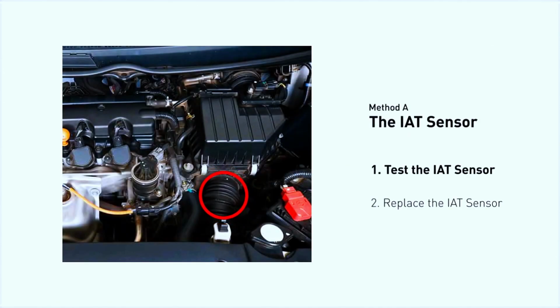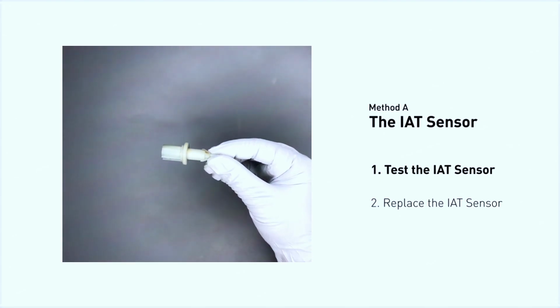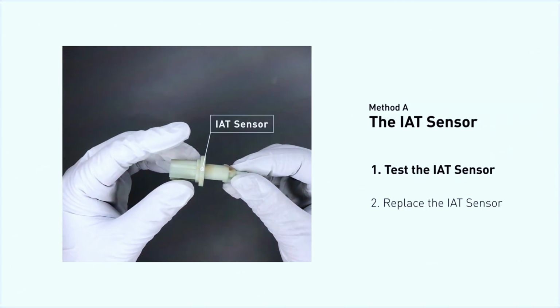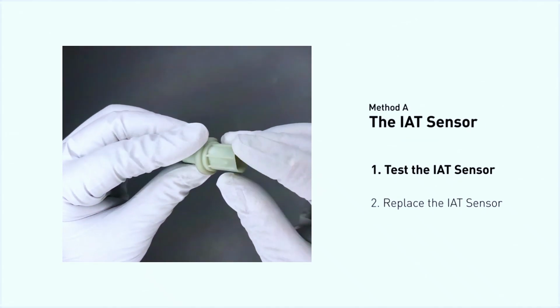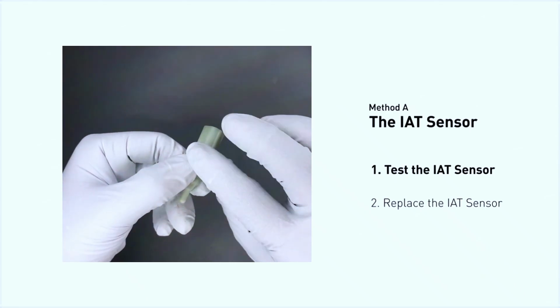The IAT sensor could be on the throttle body, attached right to the intake manifold. First, carefully remove the IAT sensor from the vehicle. Visually inspect the sensor to make sure it hasn't been contaminated by a leak from another engine component.